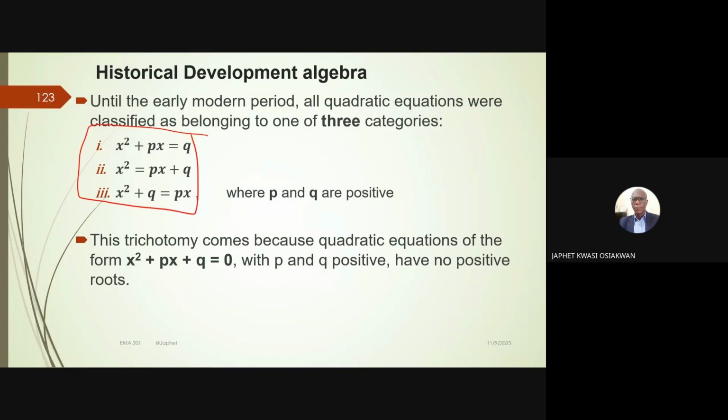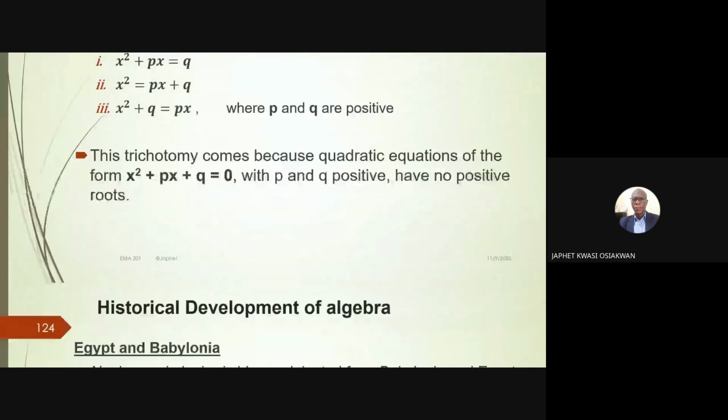Why did he do that? Because an equation of the form x squared plus bx plus c equal to 0 will always give us some negative values, will always give us one negative, and so they wanted to dodge that one. They didn't know about negatives. That is the essence of the three equations there. So take note of that. They didn't know about negatives when Diophantus was working.